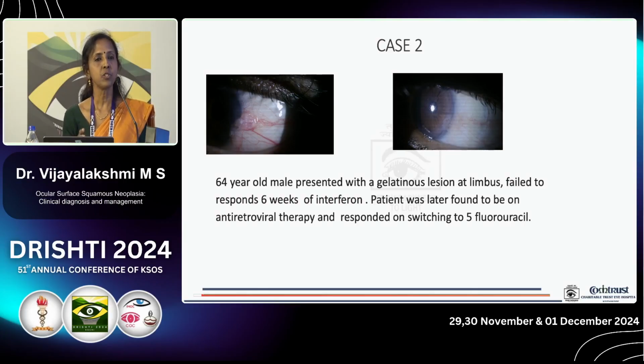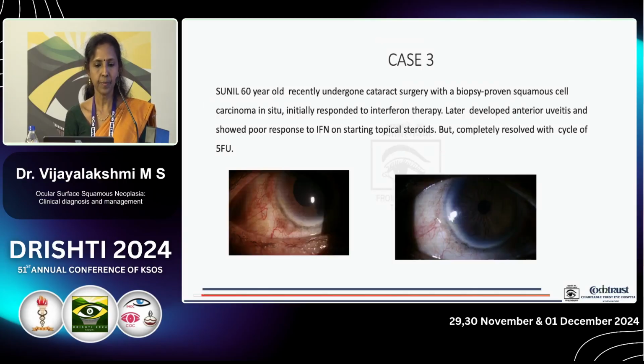The thing is, the patient should be immunocompetent when you are giving interferon. In the immunocompromised, the efficacy is very poor. So we switched to 5-FU, and the lesion resolved. As case 3, this patient had undergone cataract surgery, and on the table, the surgeon suspected a lesion there and sent it for histopathology, and it was a biopsy-proven case of OSSN.